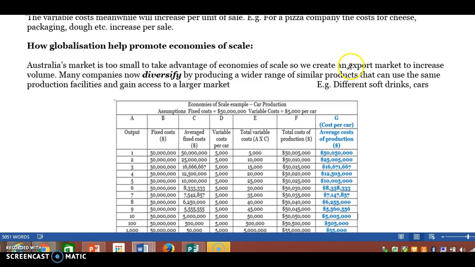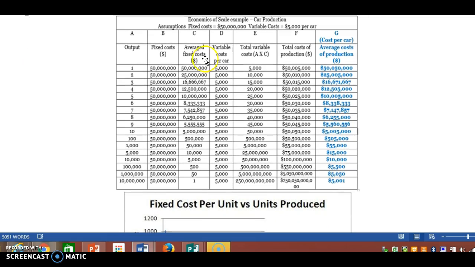They can produce in bulk and export to a much larger market, and therefore they can produce a wider range of the similar product, and therefore take advantage of the fact that they are splitting those fixed costs over a greater volume of output. So here's just an example that you can use. You can see here this is a car manufacturing plant. When they're producing 1 unit of output, their fixed costs are $50 million, and therefore if they're producing one car, the total variable cost is $5,000, so their total cost would be $50 million and $5,000. That's wrong, I should say $5,000 there.